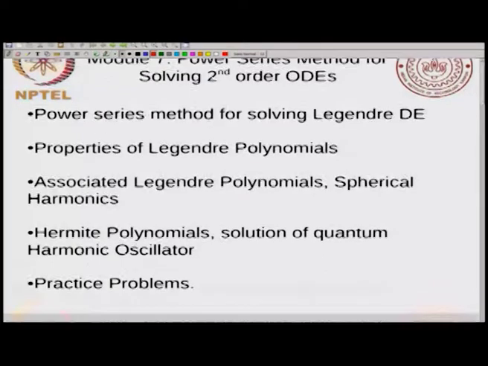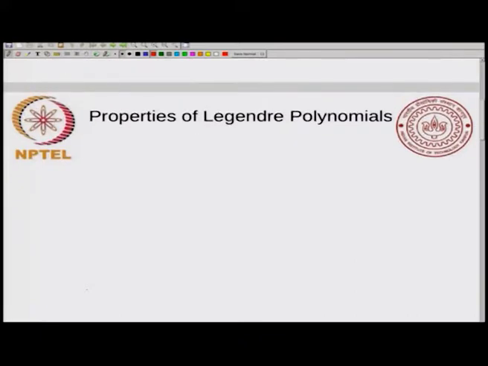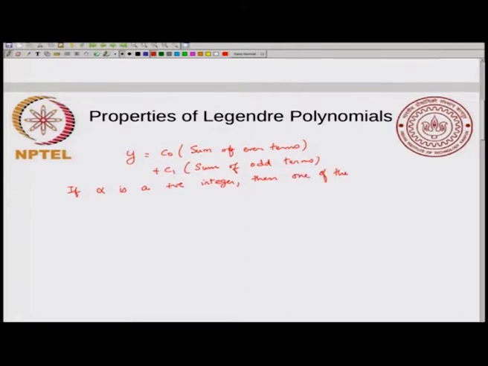From the last class we saw that Legendre polynomials are solutions of a differential equation. The solution is y equal to C0 times the sum of even terms plus C1 times the sum of odd terms. This is the general solution of the Legendre differential equation for any value of alpha, and if alpha is a positive integer, then one of the series above terminates at x to the power alpha. This series is what we called P alpha of x.